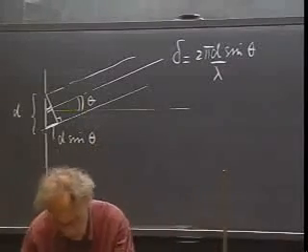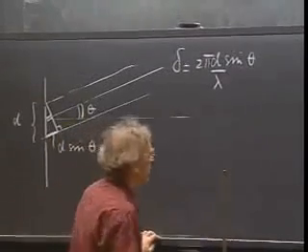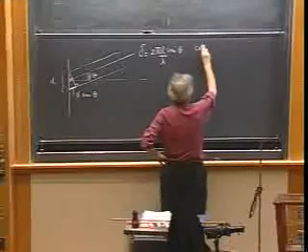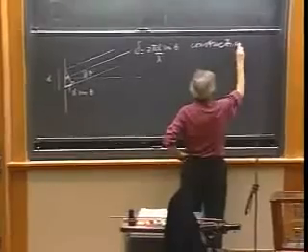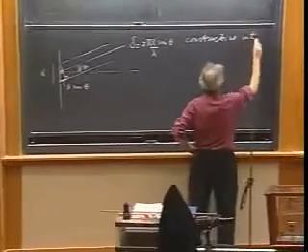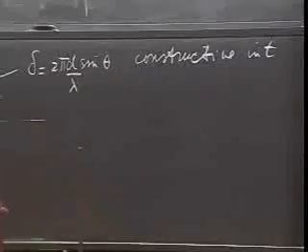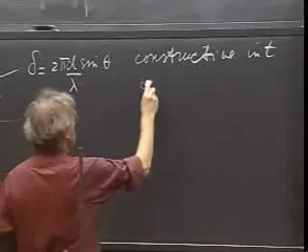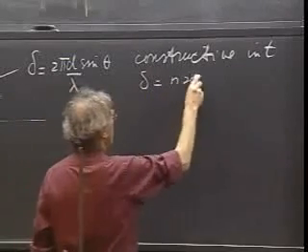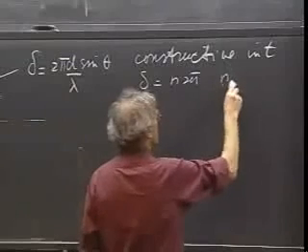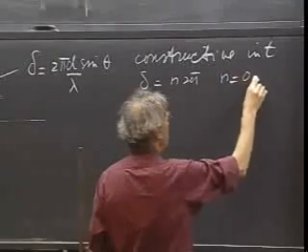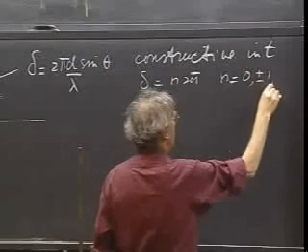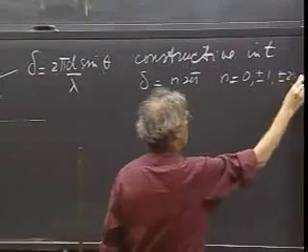And so now I can set the condition for constructive interference. What I want is for delta to be a multiple times 2 pi. So again, I already wrote that down earlier, but I will do that again. n can be 0, it can be plus or minus 1, it can be plus or minus 2, etc.